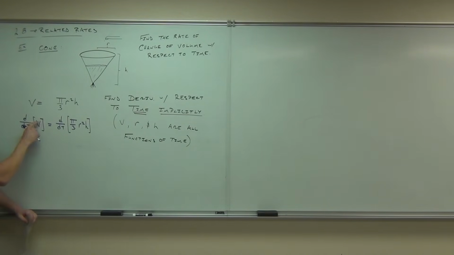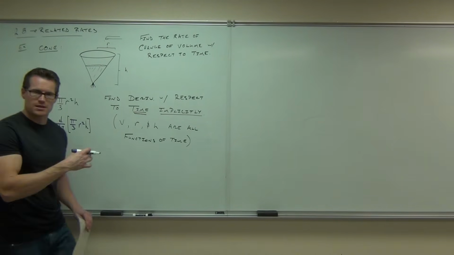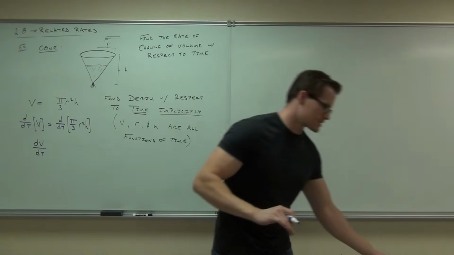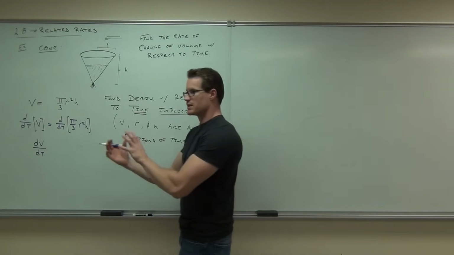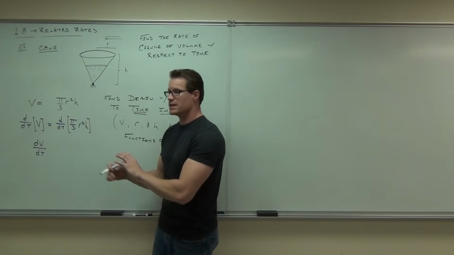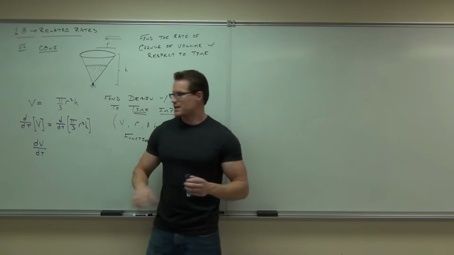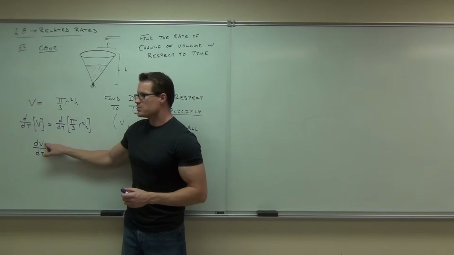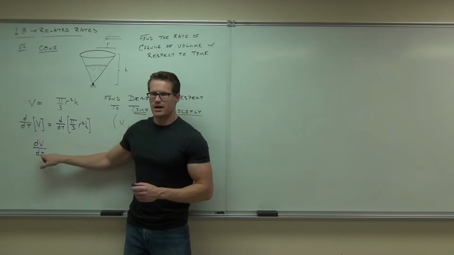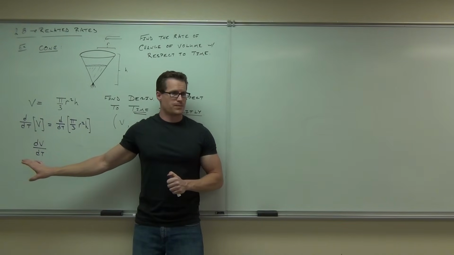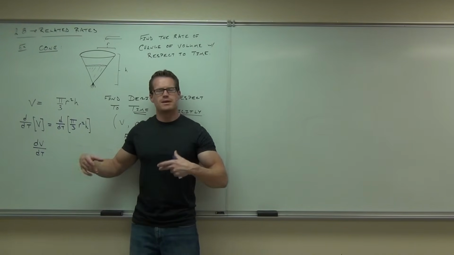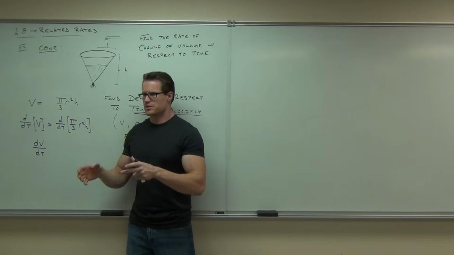Look what this says. This says the derivative of v with respect to t. V is a function of t, so you have to have that. It's the implicit way to write it, stating that v is a function of t. You have to have the dv dt. Here's what this says in English. This is how the volume's changing with respect to time. That's the rate of change of the volume. Does that make sense to you? You see why we need that dv dt? It is an implicit derivative.